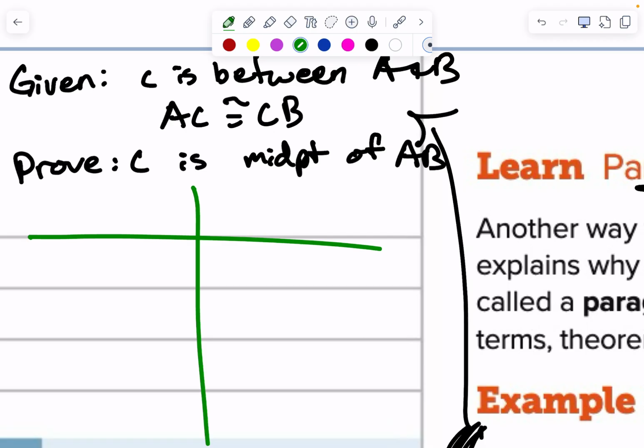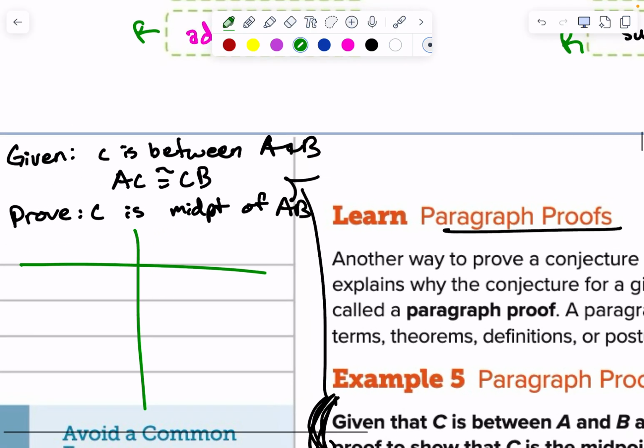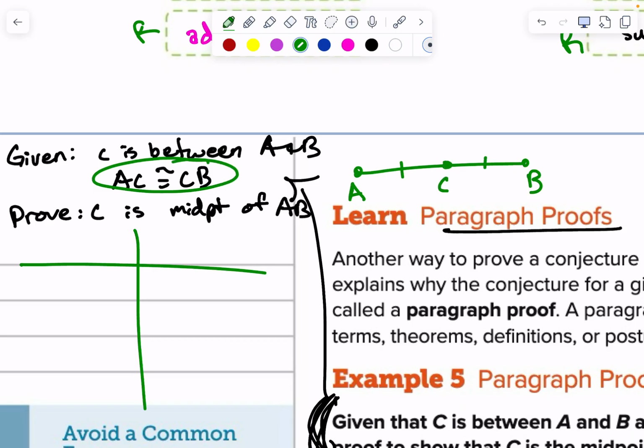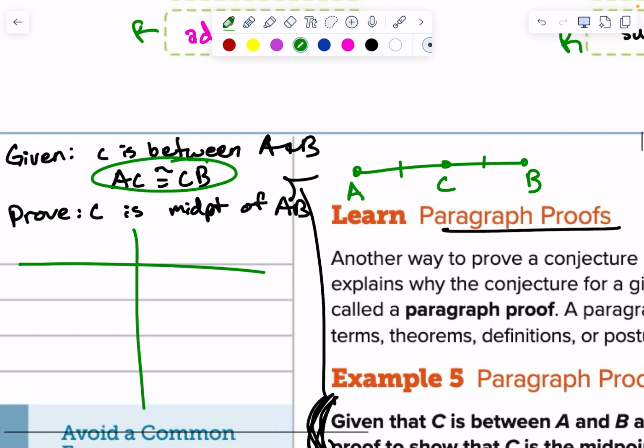C is between A and B, and AC is congruent to CB. So if I draw a diagram, you guys can kind of see this in your head. C is between, right? We don't necessarily know it's exactly between, but if we look at the second piece of given, they say that this has to be the same as that, so we do know it's exactly in the middle. Does that make sense? Okay? All right, so let's try to map this out using just our logical thinking and show why that has to be the midpoint. Okay, so I'm going to start with statements.